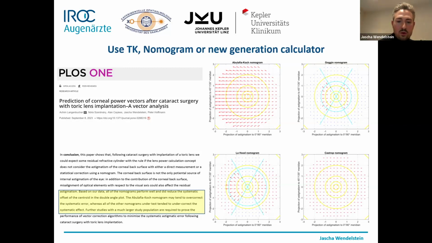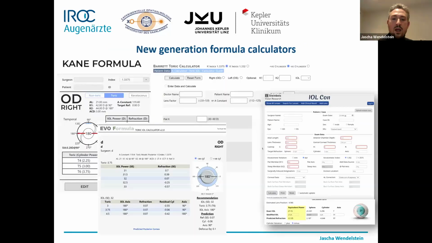The Abulafia-Koch nomogram tended to overcorrect slightly the systematic errors, whereas basically all other nomograms slightly undercorrected the systematic effect. Still, all showed utility and all were nice to use with K values. And where do you use those values?